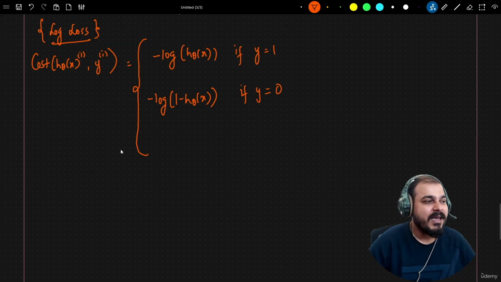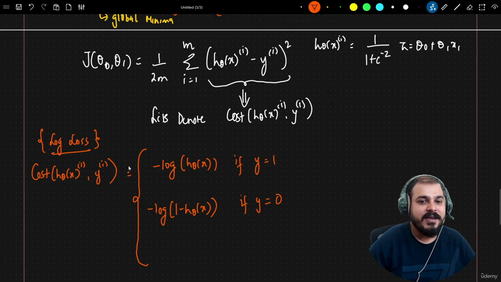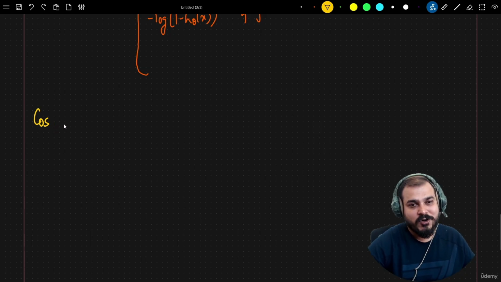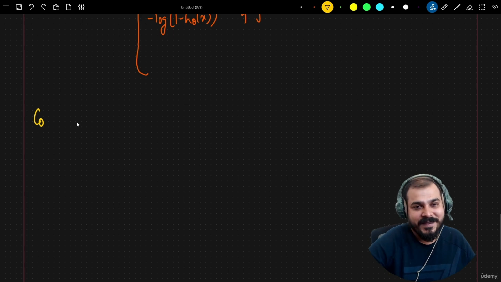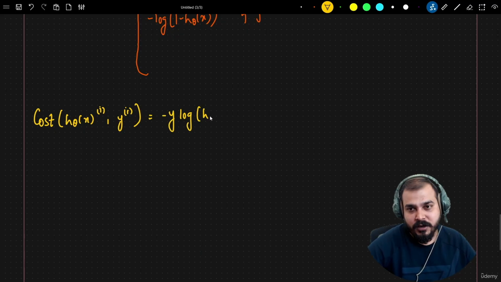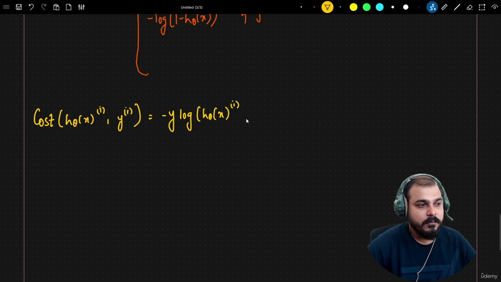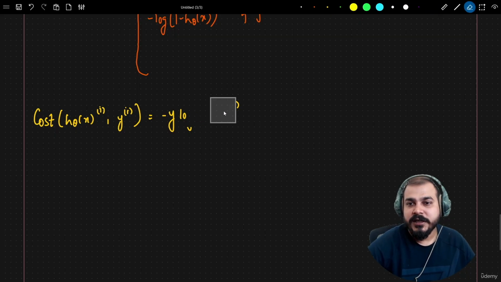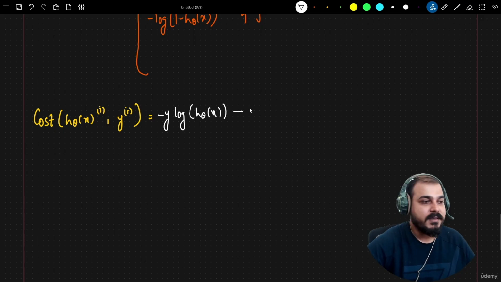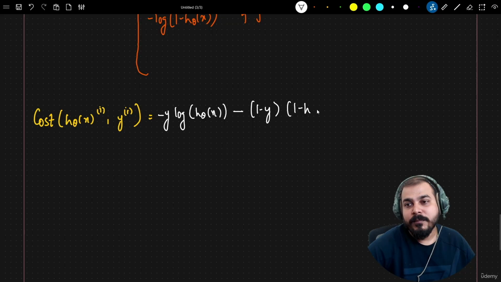So in short, if I combine this, this specific value can be replaced by something like this, where I write cost h theta of x of i, comma y of i. If I use this log loss, we can create an equation like minus y log of h theta of x minus 1 minus y, log of 1 minus h theta of x.